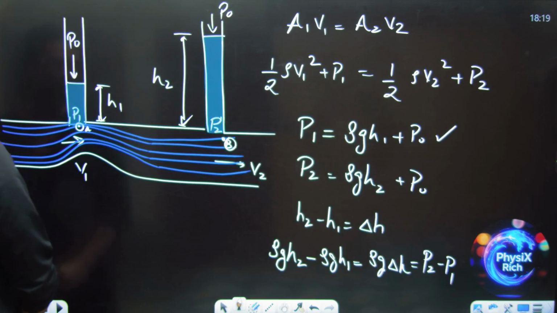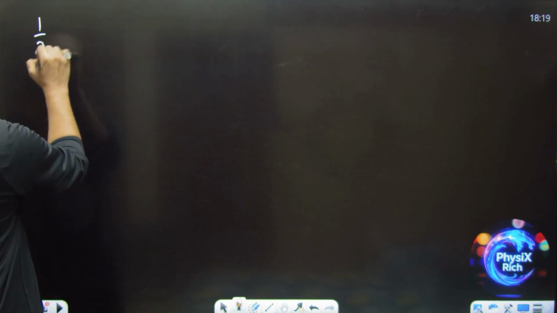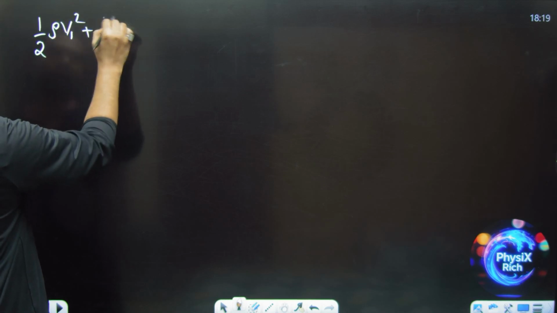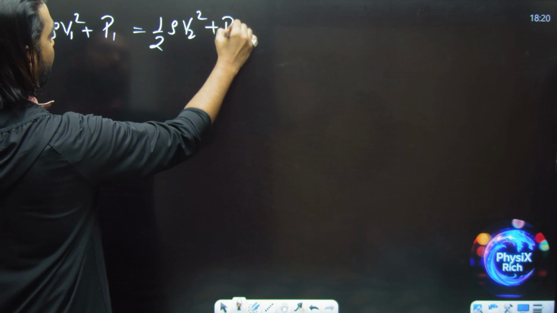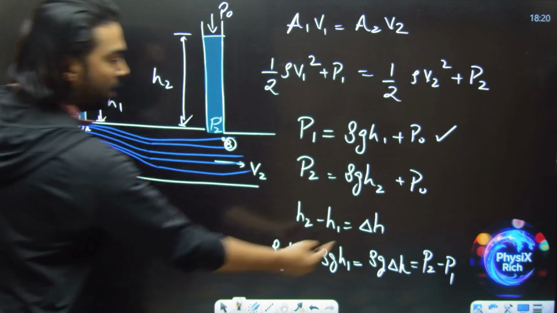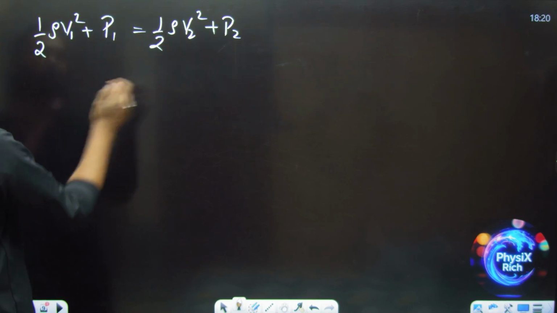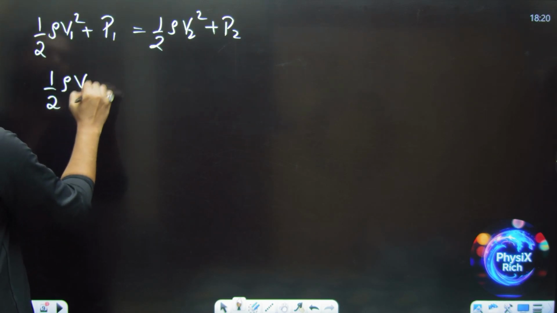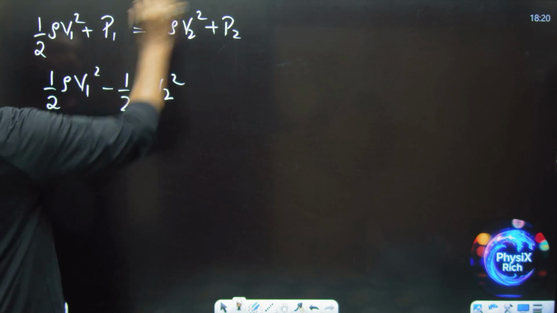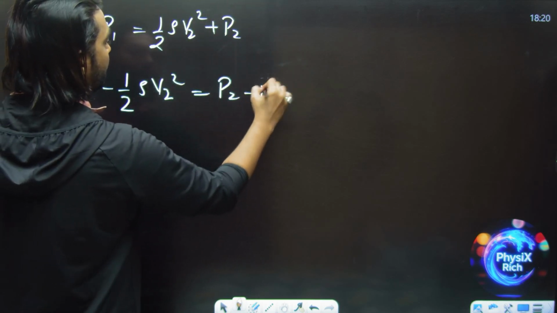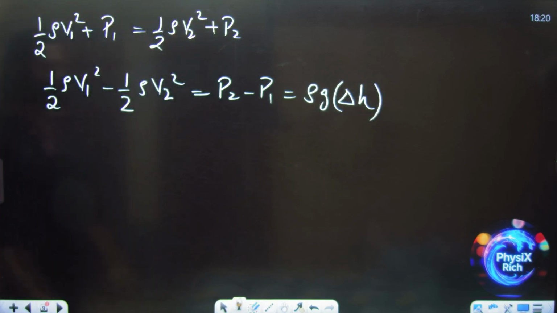What was our Bernoulli's expression? It was this: half rho V1 square plus P1 equals half rho V2 square plus P2. And what do we have from here? We have P2 minus P1 equals rho G delta H. So let's do a little bit of mix and match. Half rho V1 square minus half rho V2 square. This thing goes here, this P1 goes there. It becomes P2 minus P1, which equals rho G delta H. All right.